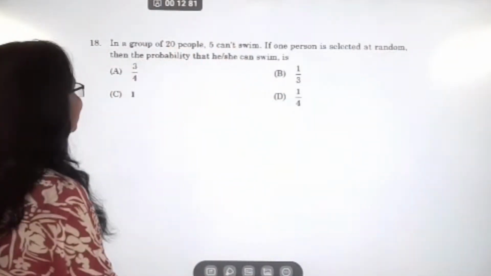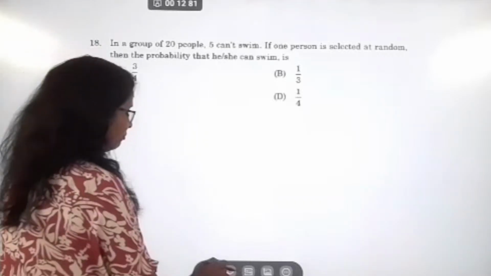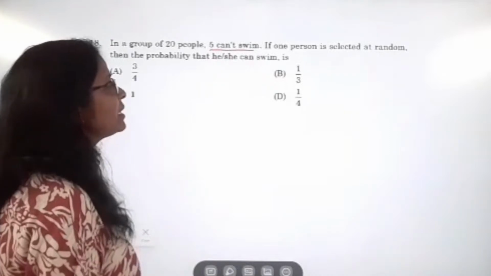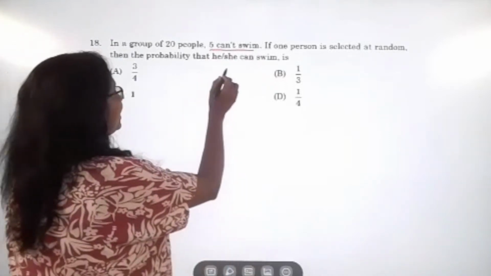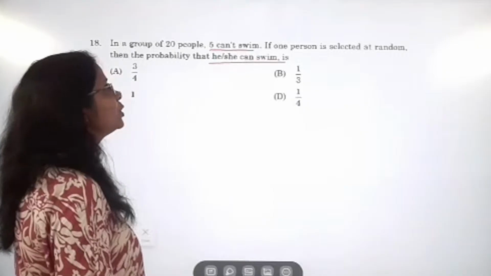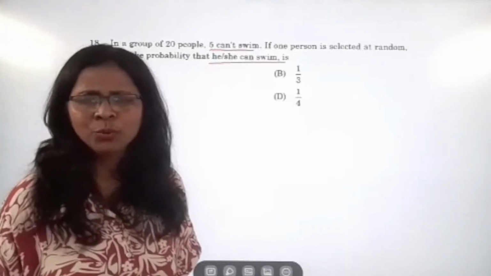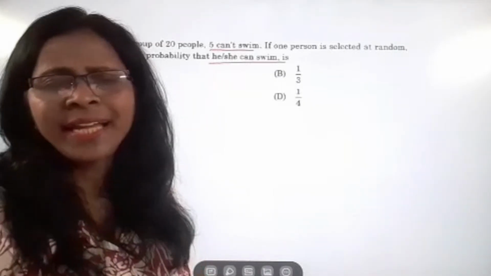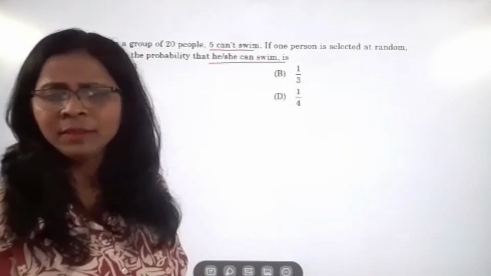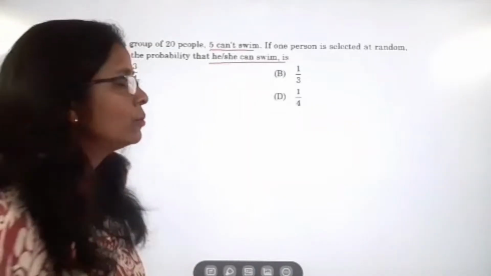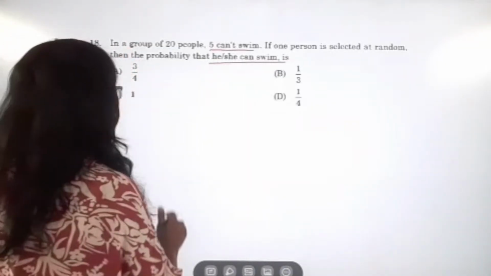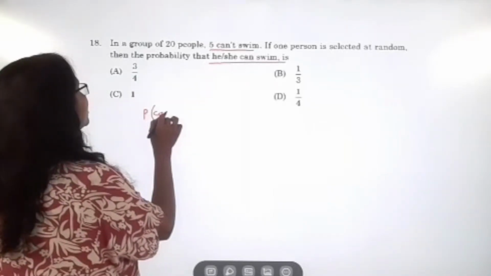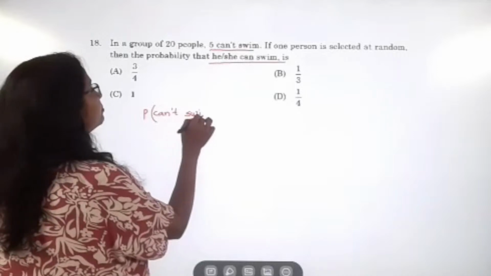In a group of 20 people, 5 can't swim. If one person is selected at random, then what is the probability that he or she can swim? So first we write down that can swim here, students. Probability, can't swim.